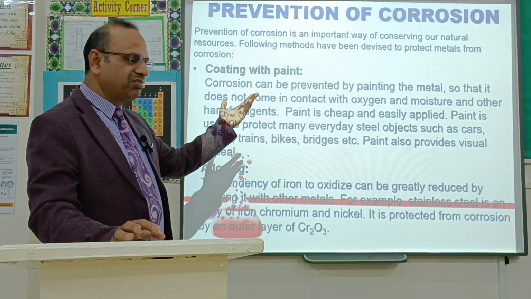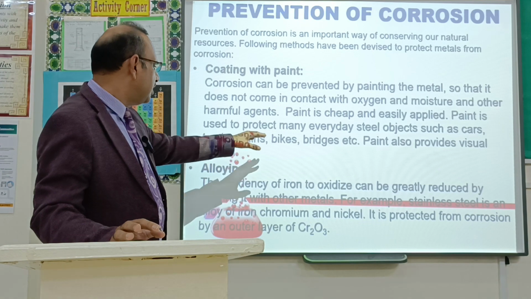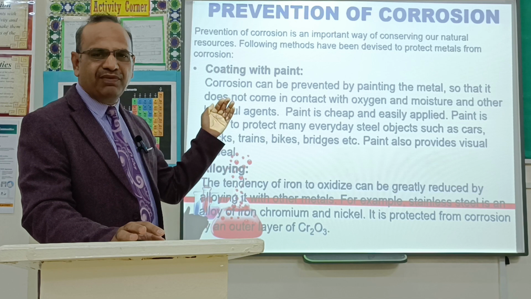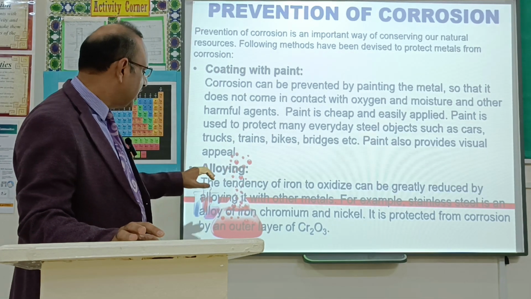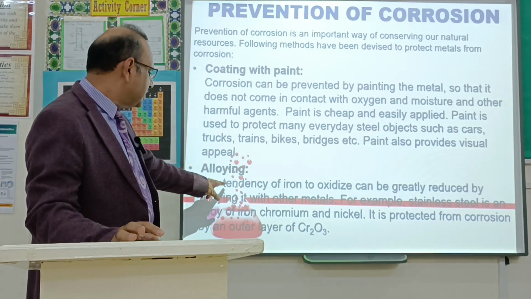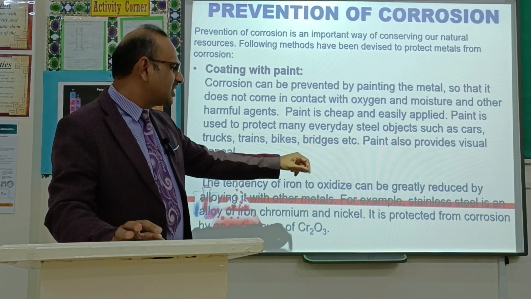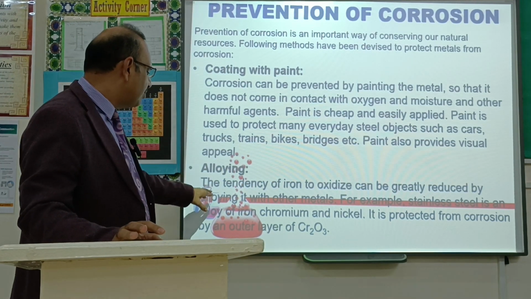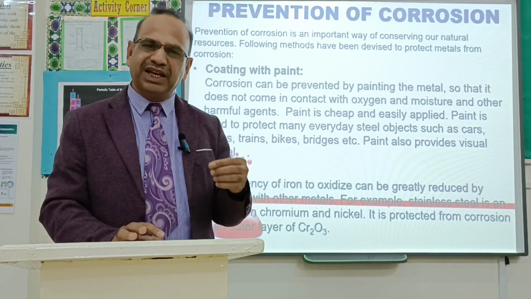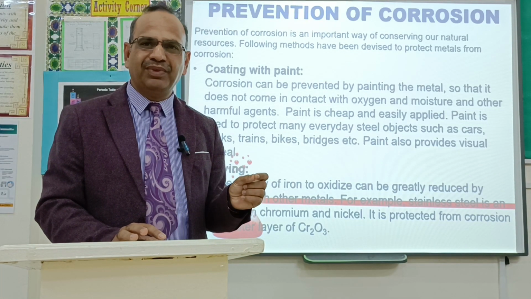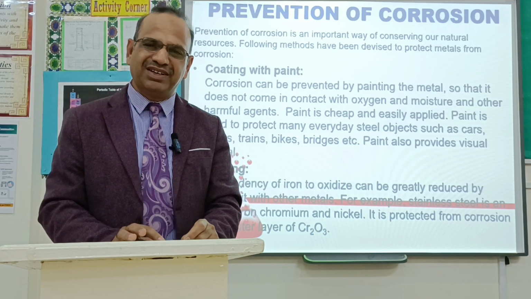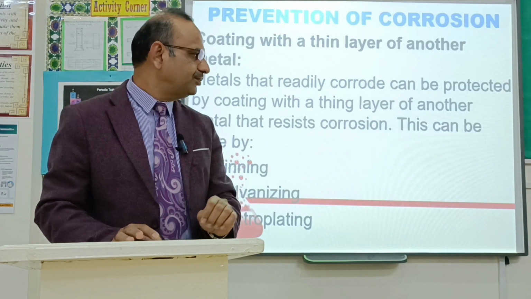For example, the main gates of homes, trains, trucks and bridges. These are wasted due to corrosion, but with the help of paint we can save them. Another method to prevent corrosion is alloying. The tendency of iron to oxidize can be greatly reduced by alloying it with another metal. For example, stainless steel is an alloy of iron. Iron combined with others forms an alloy. So an alloy is not rusted and it is not corroded.